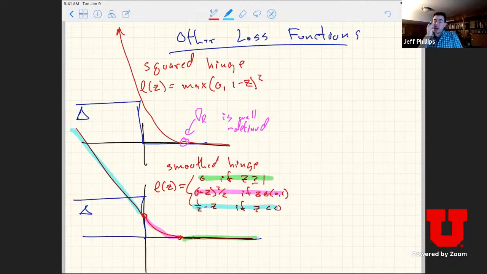But this has a gradient defined everywhere, which is nice. It's convex, which is nice, and it grows linearly as I get further and further out. So I combine both good parts of the squared hinge and the hinge loss, but now it has 3 components to it, which is maybe kind of annoying. Okay, so let me add one more common function.